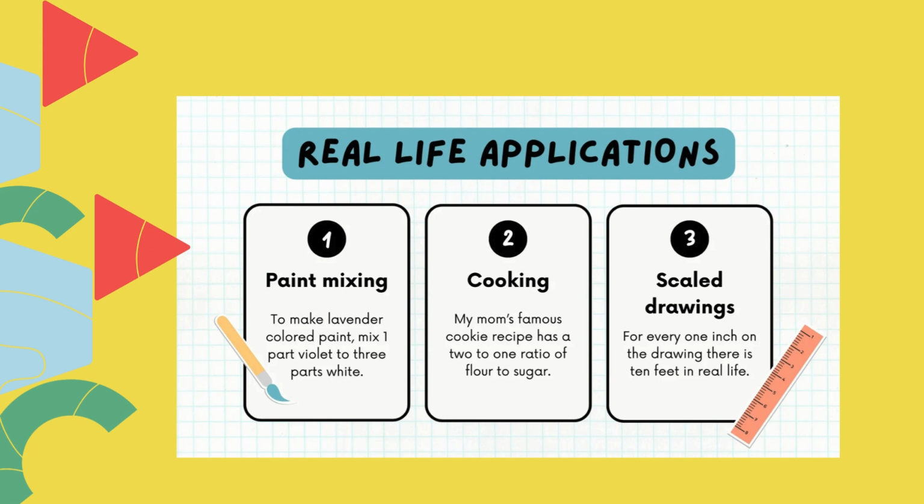Okay, and we have one more, which is ratio in our everyday life, right? One says, to make lavender colored paint, mix 1 part violet to 3 parts white. How would you write that as a ratio? 2 is cooking. My mom's famous cookie recipe has a 2-to-1 ratio of flour to sugar. How would you write that as a ratio? Scale drawings. For every 1 inch on the drawing, there are 10 feet in real life. How would you write that as a ratio? Okay.